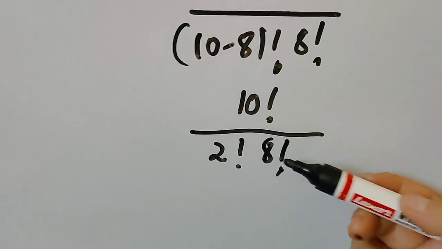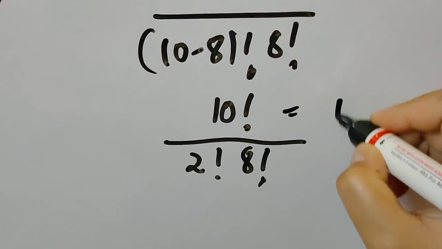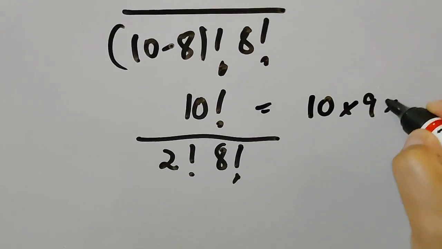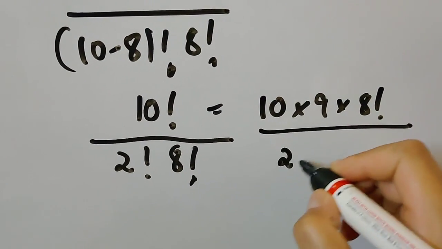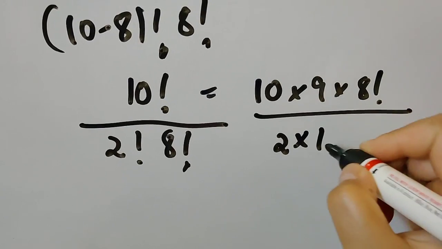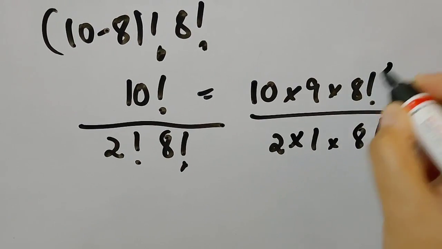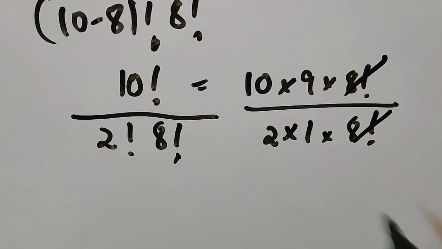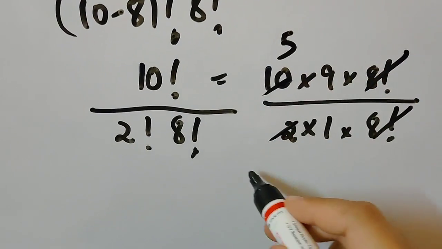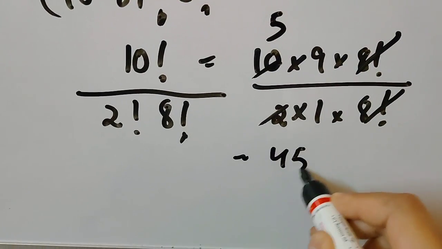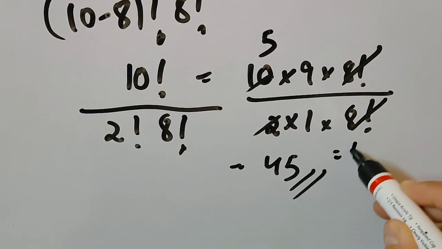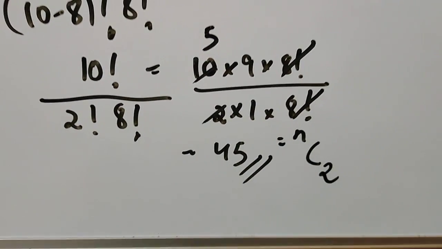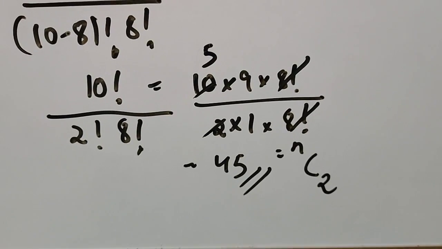Now 10 is bigger than 8, so I can express 10 into 9 into 8 factorial, divided by 2 factorial. I can open up 2 into 1, into 8 factorial. Now 8 factorial and 8 factorial can get cancelled. 2 fives are 10, 5 nines are 45. That is equal to my nC2. nC2 is equal to 45.